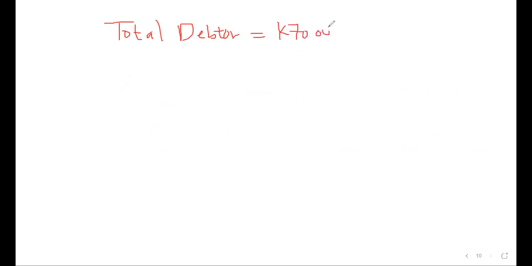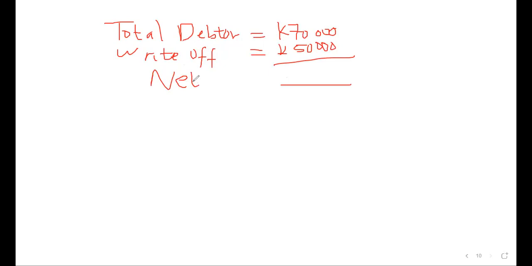And then you have to write off how much? The write-off is 50,000. They didn't do themselves a favor, they had to write off this much. Anyway, it's just a question, just to understand the concept. You write off that, so the net debtors will remain how much? 20,000. Are we together?